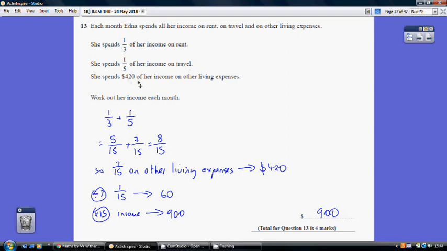Now she spends $420 of her income on other living expenses. So the $420 represents the other part. If 8/15 are spent on rent and travel, the remaining 7/15 is spent on living expenses. So 7/15 is $420. If I divide by 7, 1/15 is $60. So her total income, being 15/15, is going to be 60 times 15, which is $900. So another proportion question.